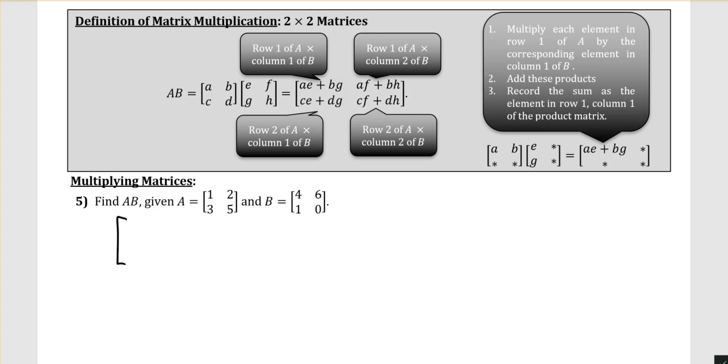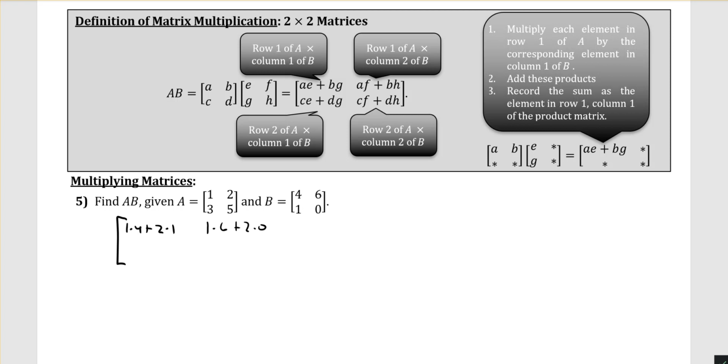So for the first thing that we're going to calculate, we're going to take the first row of A and the first column of B. And we're going to take this 1 times the 4 and that 2 times the 1. So 1 times the 4 plus 2 times 1. And that's going to be our first element, like A11. All right, so now I'm going to take the first row and the second column, and that will give me the element that's in the first row, second column. So it's going to be 1 times 6 plus 2 times 0.